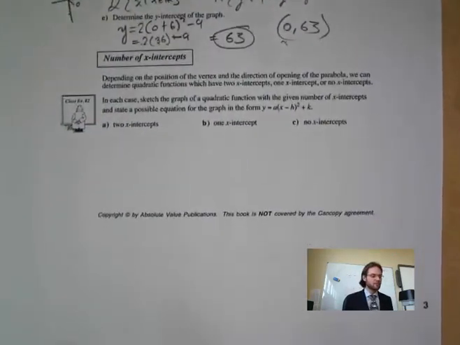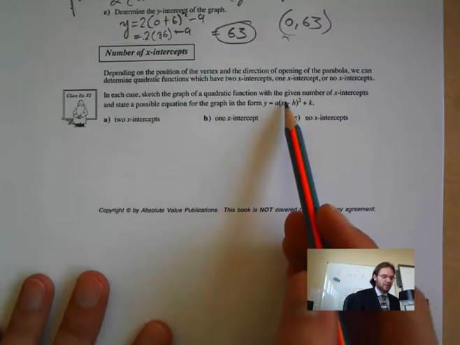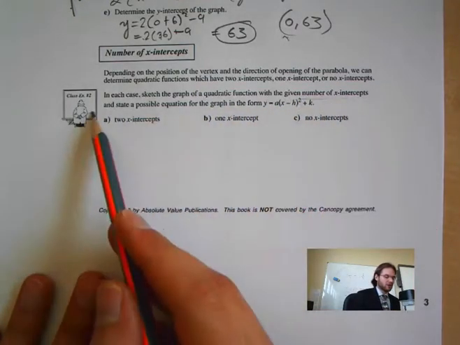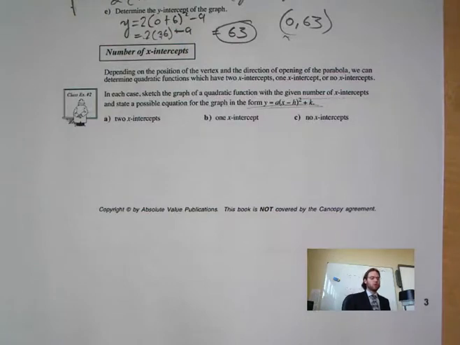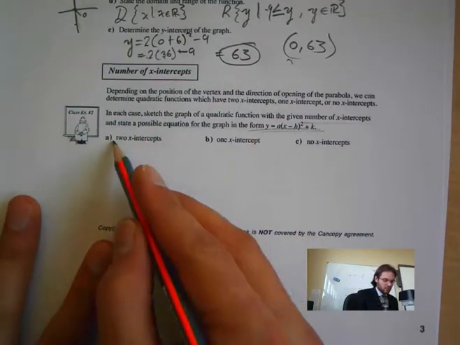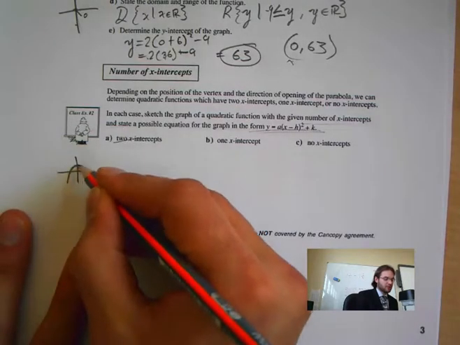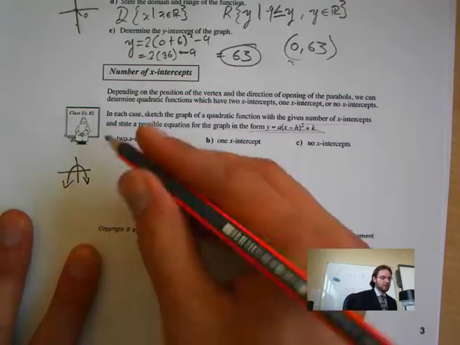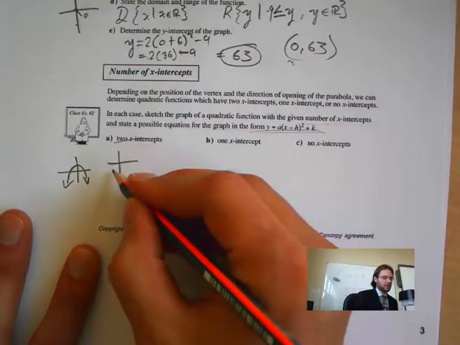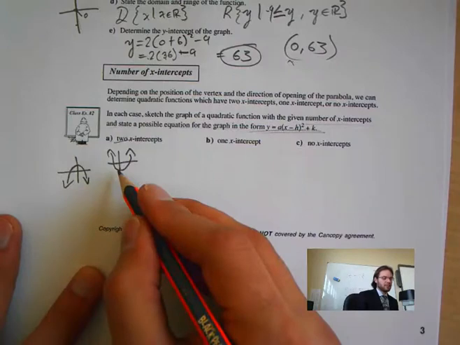All right. So here we go. Let's take a look at this next part here. It says, in each case of the graph, given the number of x-intercepts, state a possible equation for this. So it just wants one possible equation. Okay? So if I look at this, it says we want 2 x-intercepts. I could either have a graph that looks like this, where a is negative, or a graph like this, where a is positive. Let's first look at a positive one.